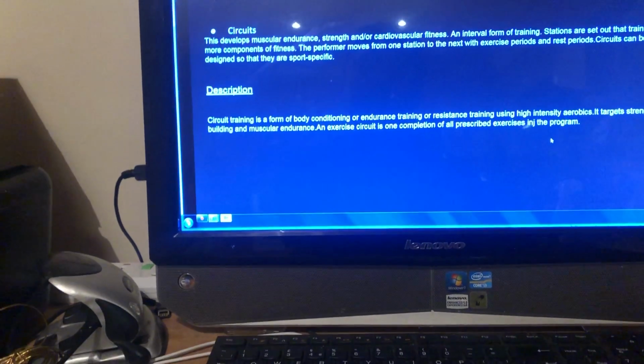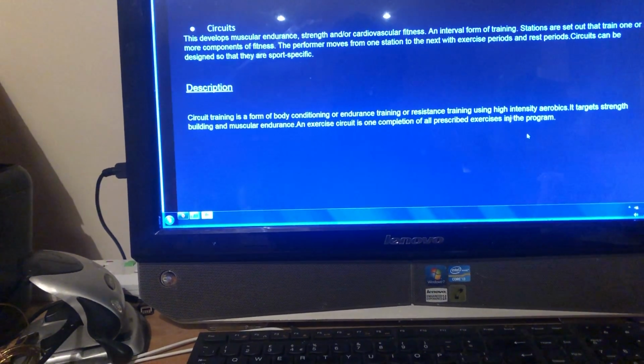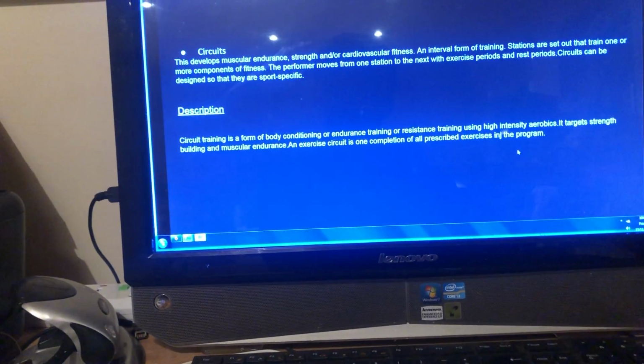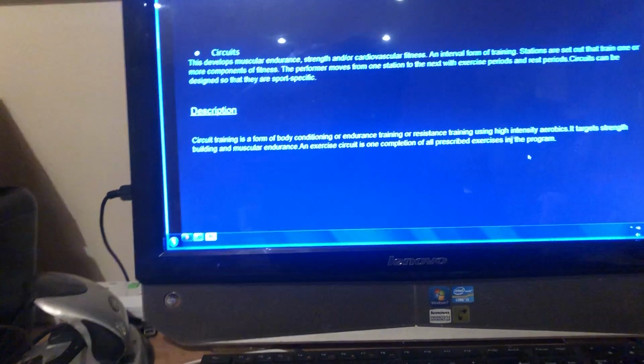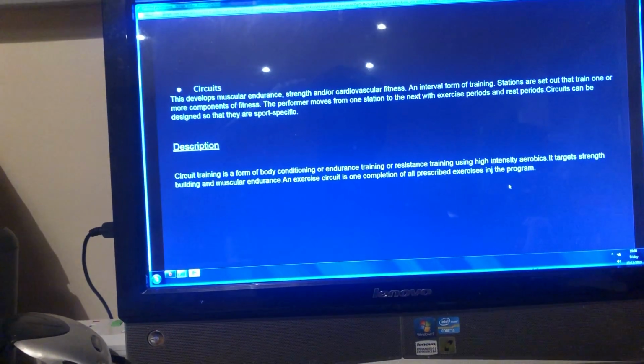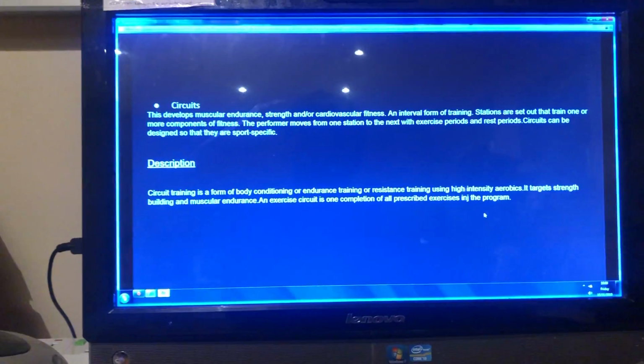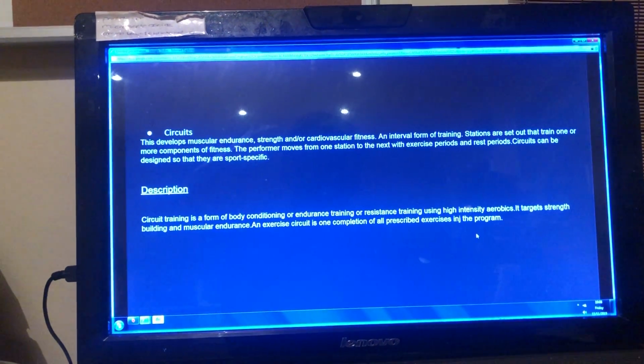Description. Circuit training is a form of body conditioning or endurance training or resistance training using high intensity aerobics. It targets strength building and muscular endurance. An exercise circuit is one completion of all prescribed exercises in the program.